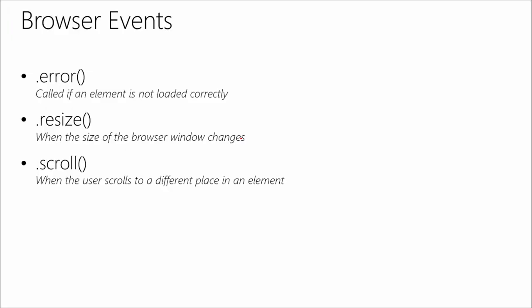Primarily, this is 3 events: error, resize, and scroll. Okay? Error is going to happen at a very high level. If there's any errors that happen in your code, it's going to bubble up to the top, and it's going to be caught by this browser error event.